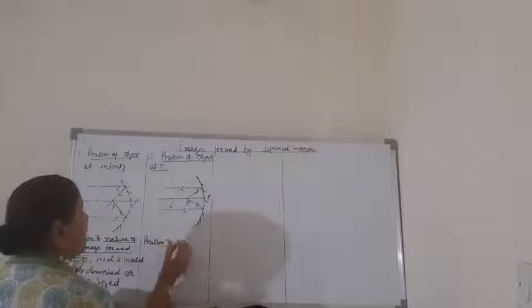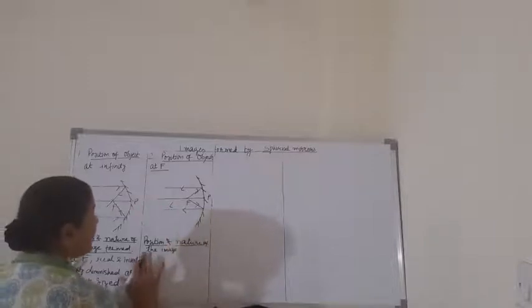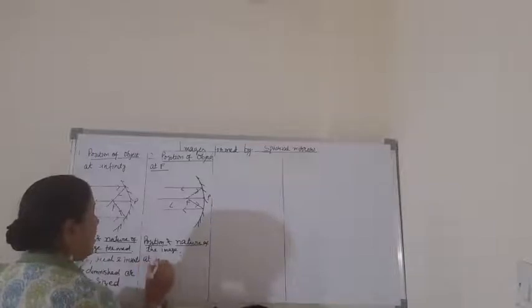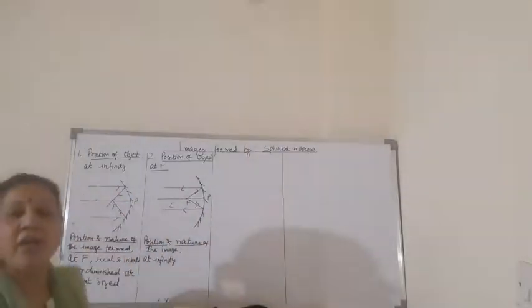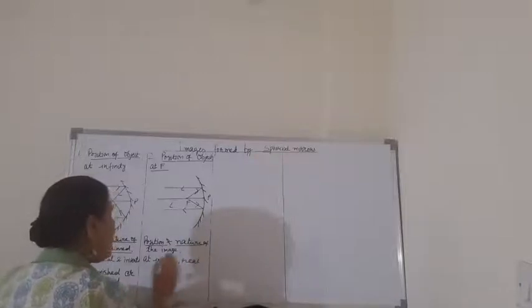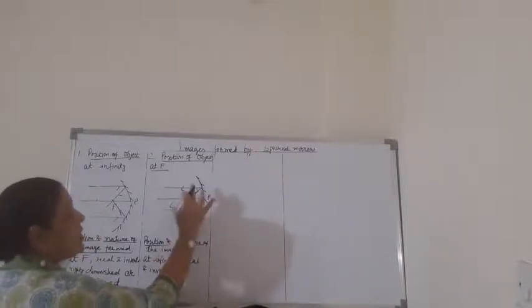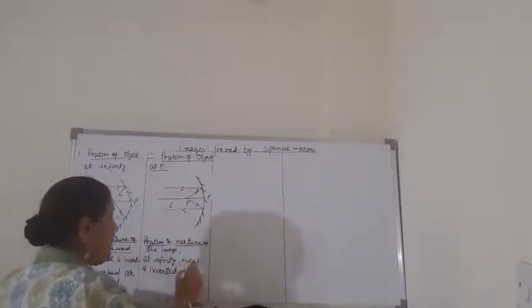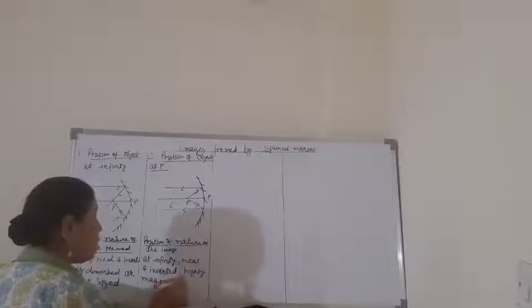What will be the position and nature of the image formed? What will be the position? At infinity. We assume that when the rays are parallel to each other, somewhere at infinity they are going to intersect each other. So the position is at infinity, and the nature will be real and inverted, and compared to the point sized object here, it will be highly magnified.